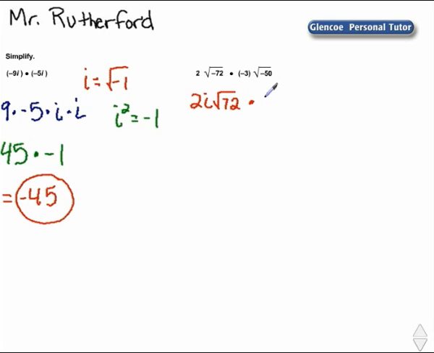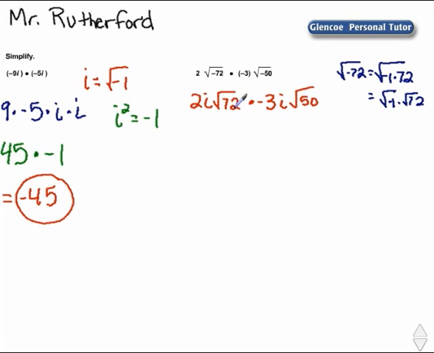Then we're going to multiply that by negative 3i times the square root of positive 50. So I've pulled out the negative. In other words, we can write this as the square root of negative 72 is equal to the square root of negative 1 times 72, and this is equal to the square root of negative 1 times the square root of 72. So you can see how I got the imaginary number i and brought it out and replaced the square root of negative 1.